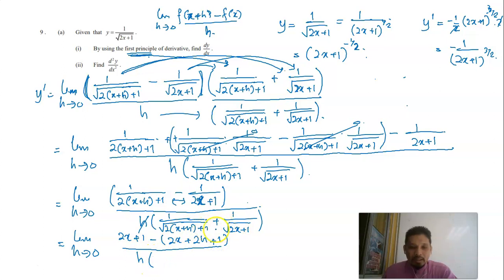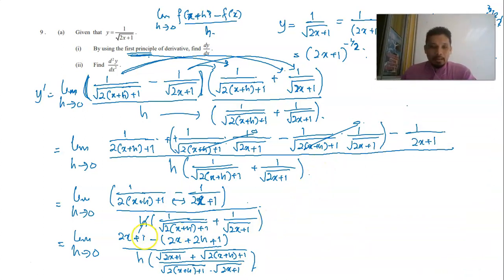Okay, simplify between these two. So cross multiply 1 with square root of 2x plus 1, plus 1 multiplied with square root of 2x plus h plus 1, divided by the product of the denominators, square root of 2x plus h plus 1 multiplied with square root of 2x plus 1.